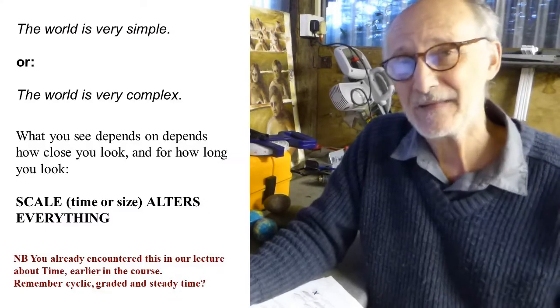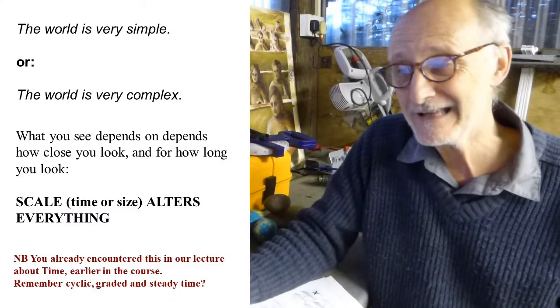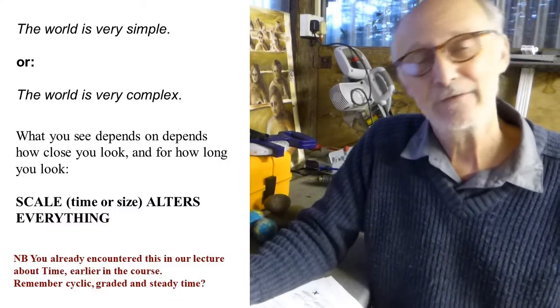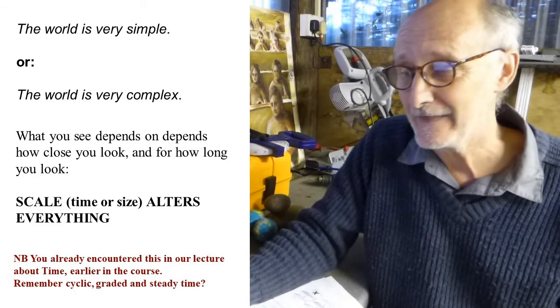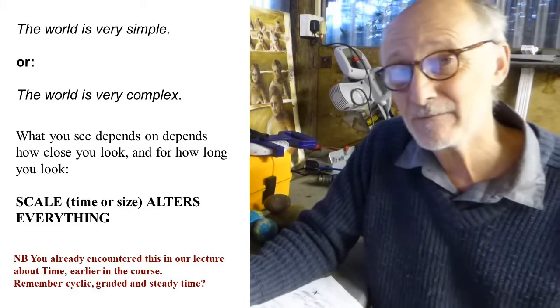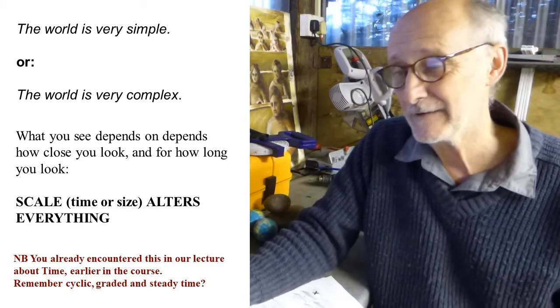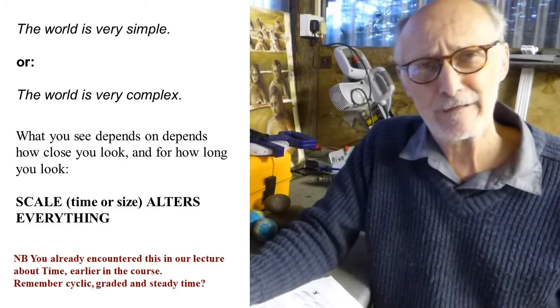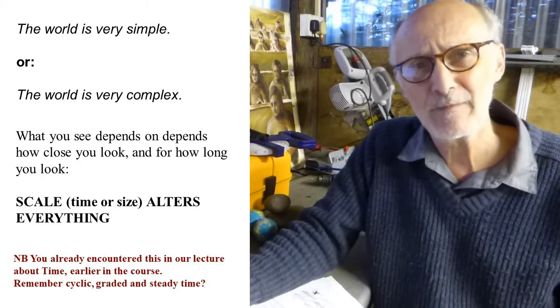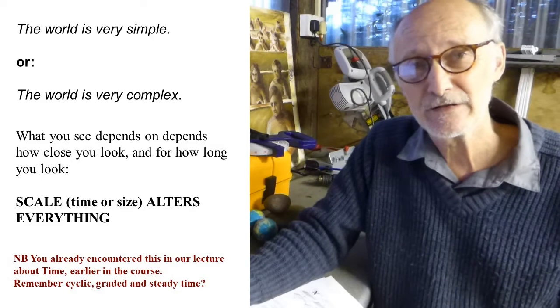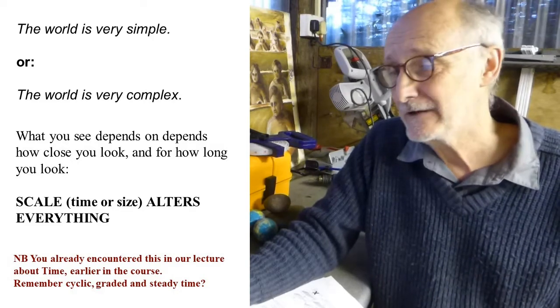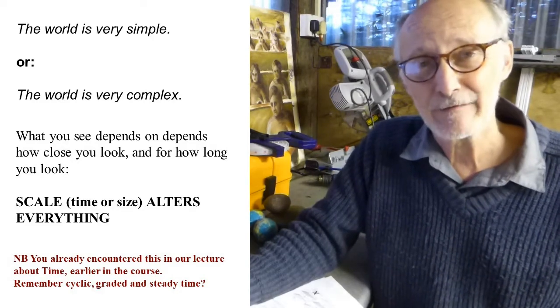So what about the question of whether the world is very simple or very complex? Well, you can feed into that now that what you see depends on how close you look and also for how long you look. We've encountered that previously in the module. We talked about time as an important concept in physical geography, and we talked about cyclic, graded and steady time, and made the point that what's important in a landscape, or in geomorphology, depends on the length of time that you're looking at your landscape for.